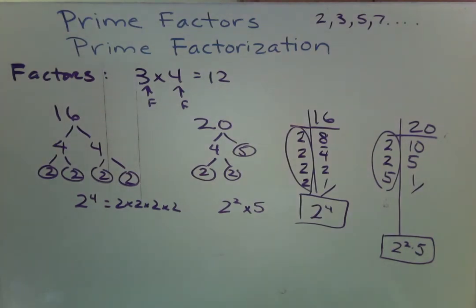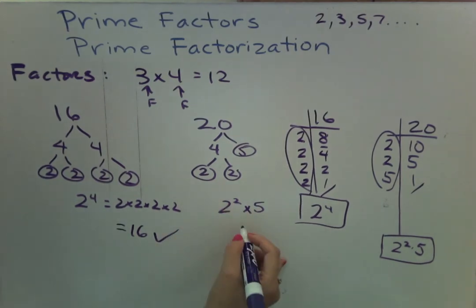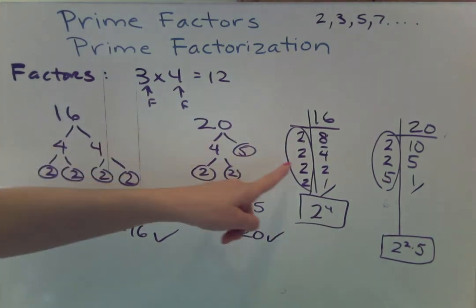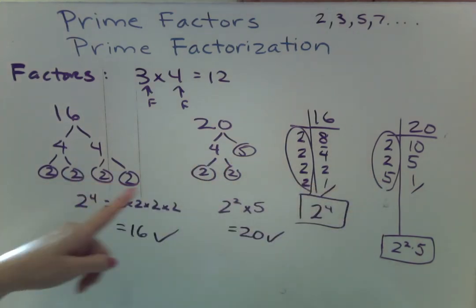In order to check to see if your answer is correct, you can just go ahead and multiply that all out, and it should equal 20. If it equals 20, then it's correct. 2 times 2 is 4, 4 times 5 is 20. So again, this is correct. Make sure you learn this method over the other method because it'll help you in the next video when we learn greatest common factor and least common multiple.